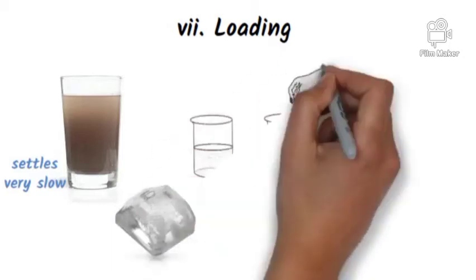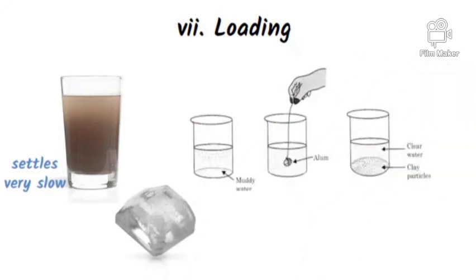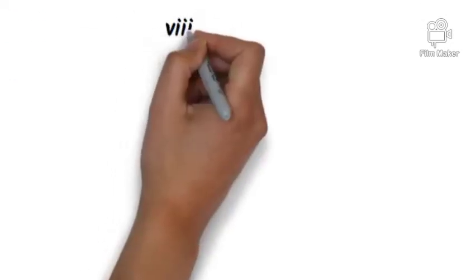When a piece of alum tied with a thread is rotated in muddy water, some of the alum dissolves in water. In this way, the suspended clay particles become loaded with heavy alum particles. Due to this, the clay particles become quite heavy and settle down at the bottom of the beaker quite rapidly. Thus, the clay particles form a sediment and clear water can be decanted.